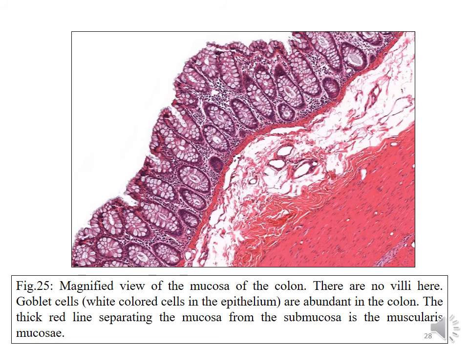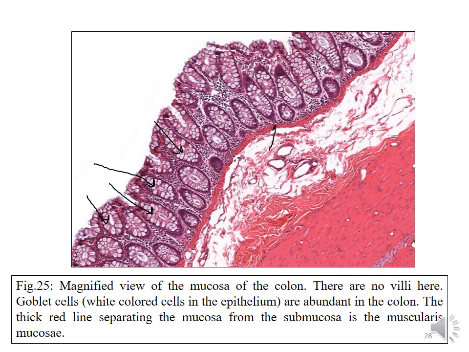Here is a magnified view of the mucosa. Of course, we do not see any villi here. We only see the glands. All these are the intestinal glands, the glands of the large intestine. Characteristic feature of these glands is that we have numerous goblet cells. You can see that most of the cells are empty or appear white because these are all goblet cells. So most of the cells here are actually goblet cells.